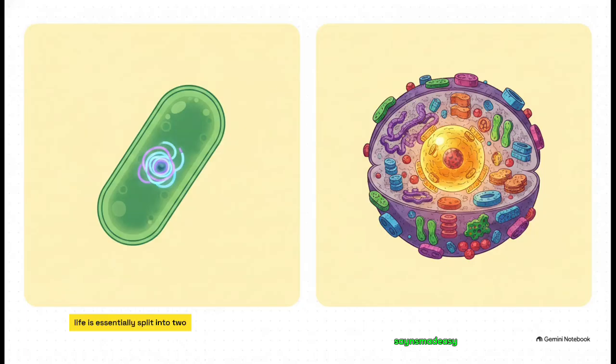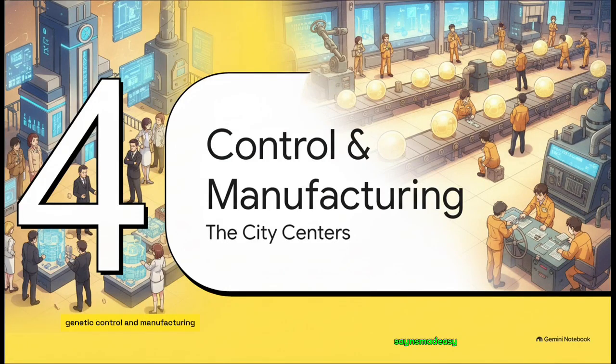Section 3. Prokaryotes versus eukaryotes, two worlds of cells. Life is essentially split into two fundamental types of these cellular cities. The simpler ones, the prokaryotes, like bacteria, lack true organelles. Their DNA is just kind of coiled up into a region called the nucleoid, without a protective membrane around it. Meanwhile, eukaryotes, which make up plants, animals, and, well, us, are highly partitioned complex cities. They feature a membrane-bound nucleus and numerous internal structures called organelles that perform the specific, vital jobs that keep us alive.